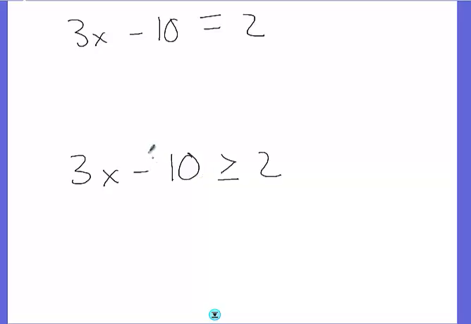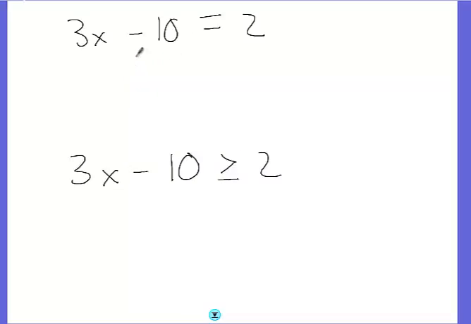Hey, what's up guys? So this is just going to be a quick short video on helping you solve linear inequalities. Now like I said in the last video, inequalities and equations are very similar. Say we have an equation 3x minus 10 equals 2. We have the same equation but in inequality form. It's going to be 3x minus 10 is greater than or equal to 2.